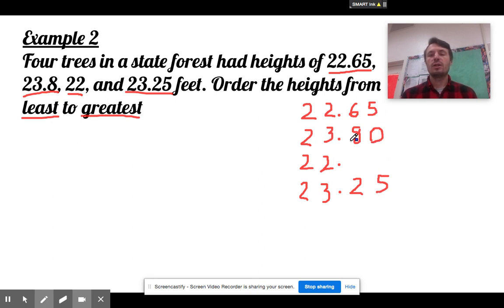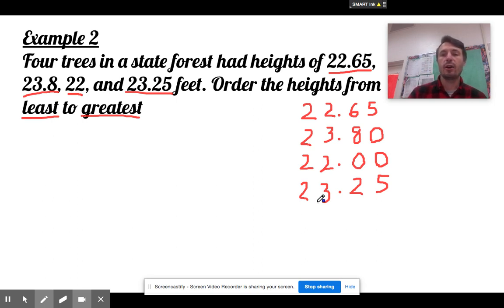And 23 and 80 hundredths is the same value as 23 and 8/10, because adding zeros to the right of a decimal doesn't change the value. We can also add zeros here. They don't change the value, it's still just 22. 22 and 0 hundredths is the same thing as just 22.